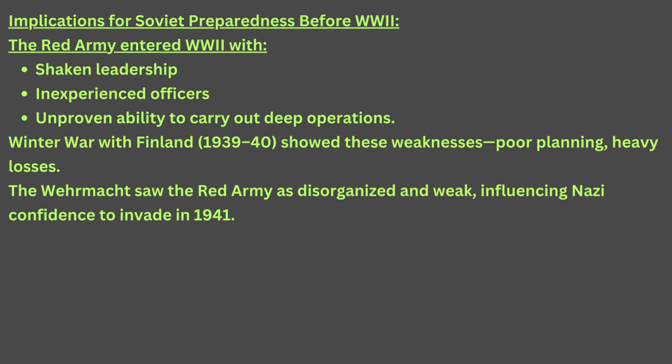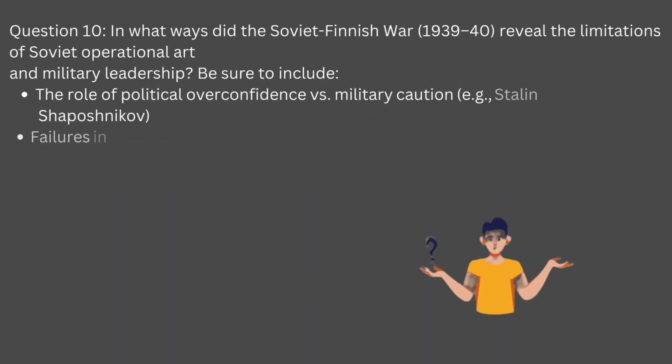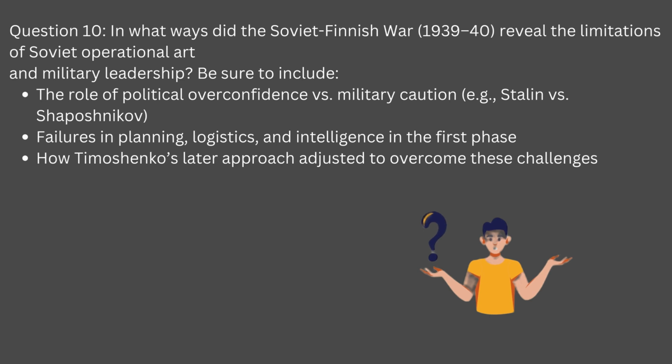Moving on to the next question, that is question 10, which states: In what ways did the Soviet-Finnish War, 1939-40, reveal the limitations of Soviet operational art and military leadership? Be sure to include the role of political overconfidence versus military caution, for example Stalin versus Shaposhnikov, and failures in planning, logistics, and intelligence in the first phase.